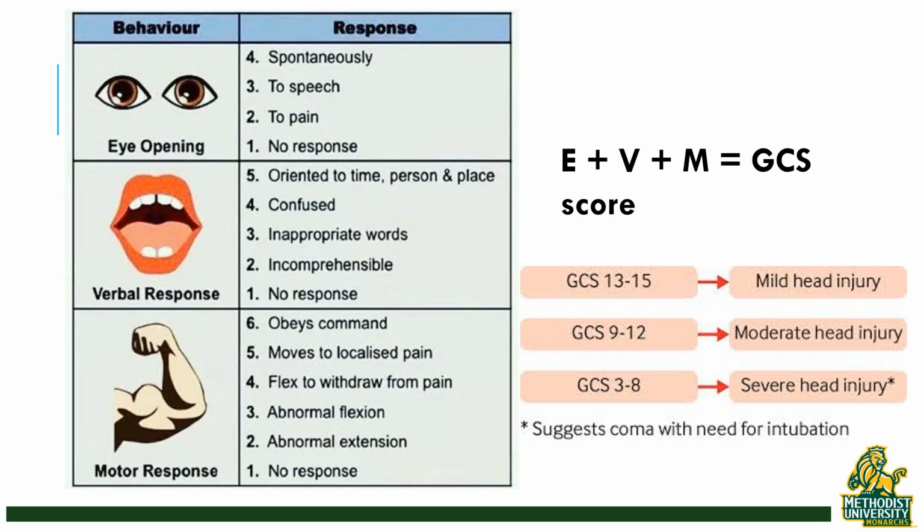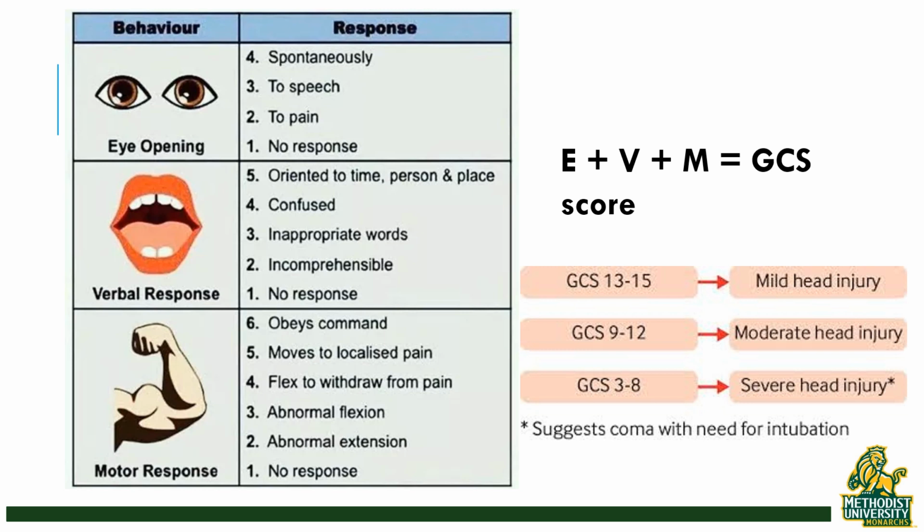And then motor responses, a 6 is obeying a command. A 5 is moving with localized pain. A 4 is flexing to withdraw from pain. A 3 is abnormal flexion, like that decorticate posturing that we talked about. And a 2 is abnormal extension, like that decerebrate posturing that we talked about. And 1 is no motor response at all. And we add those 3 things together.